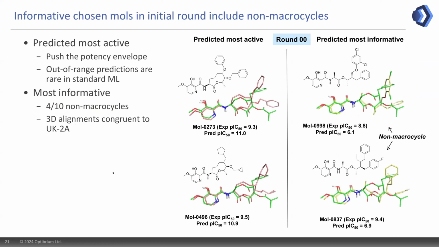I'm going to show examples from a few of the rounds of the scoring and refinement. On the left here, you can see that in the first round, those predicted to be most active are still macrocycles, unsurprisingly. But on the right, you can see that those that were predicted to be most informative are already non-macrocyclic scaffolds.